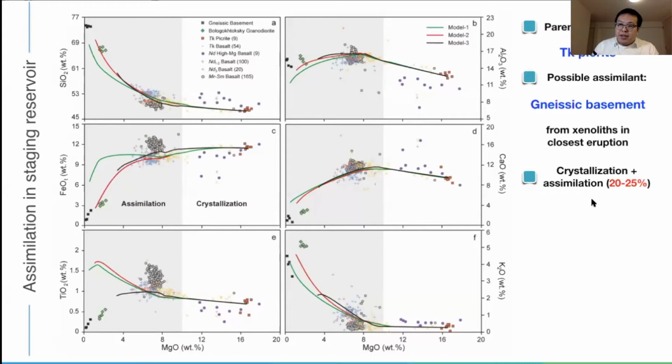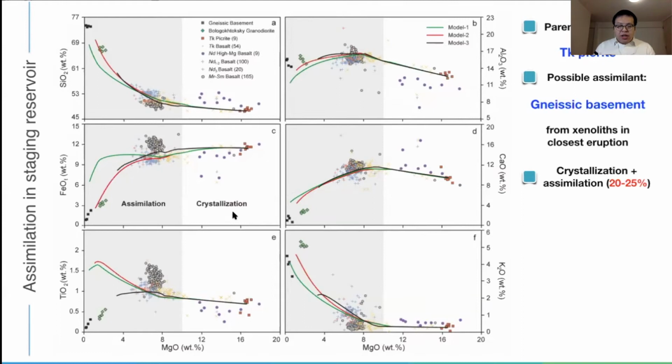Firstly, I take the TK picrite as the parent magma, and for the country rock, we take the basement. This computation is from the Noril'sk and the Kharaelakh eruptions in these regions at the same time. And then I take 3 different models to model the magma evolution. All of them have given similar results, and they suggest that firstly there is some crustal contamination.